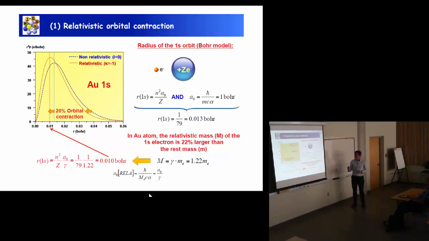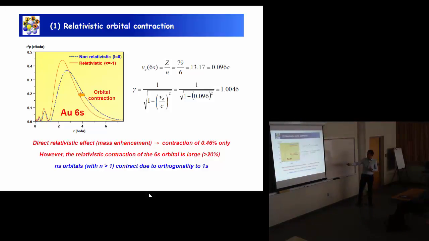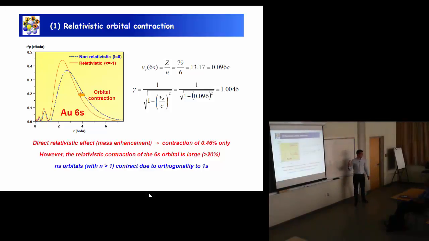So let's continue. Now let's do the same for the 6s electron. So 1s, 2s, 3s, 4s, 5s, 6s electrons. These are really slow, amazingly slow, compared to the 1s electron of gold. So we do not expect relativistic corrections. And in fact, if you calculate the Lorentz factor for this 6s electron of gold, you obtain an enhancement of mass of 0.46%. Nearly nothing.